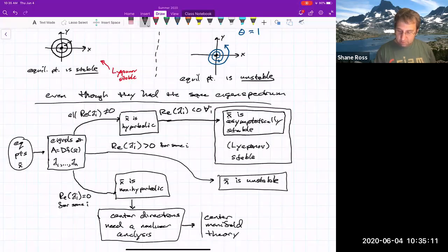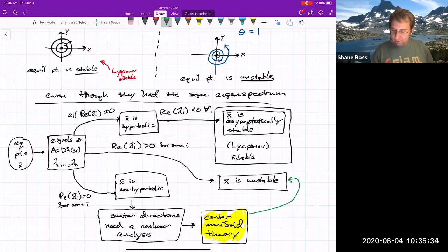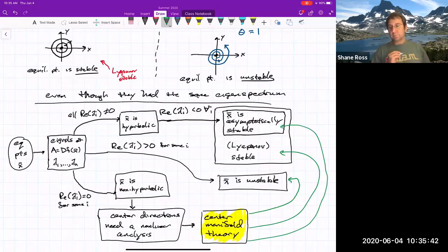Then you would bring out your center manifold theory toolkit. And from center manifold theory, you could find out if the point is stable, unstable, or asymptotically stable. So you might, from this, conclude that the point is unstable. You might conclude that it's Lyapunov stable. You might even find that it's asymptotically stable. But you have to go through that extra effort.